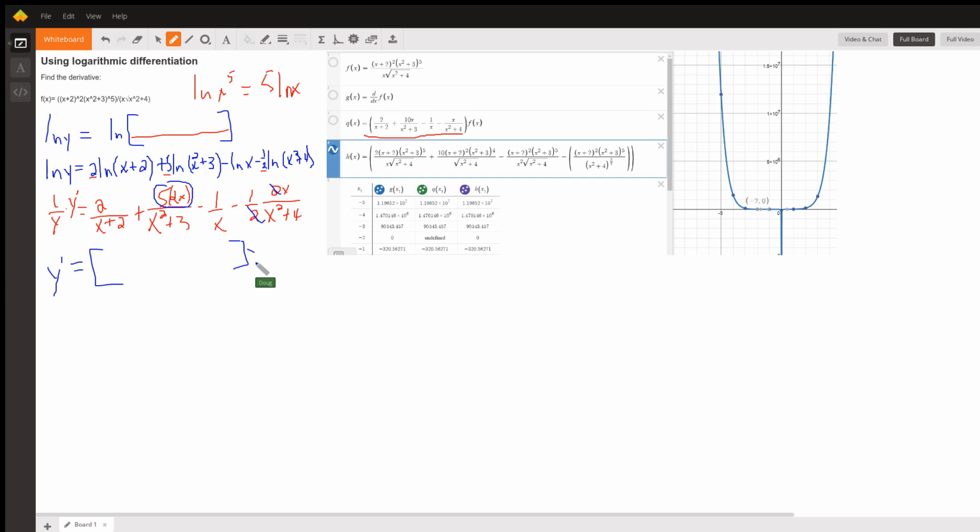multiplied by y, or by f of x, as I've done here on Desmos. And again, if you distribute f of x times each term in here, you get this really ugly looking mess right there. But Desmos, by setting up this table, seems to confirm that these are correct answers. So there you go. Hope you understood what's involved in logarithmic differentiation there.